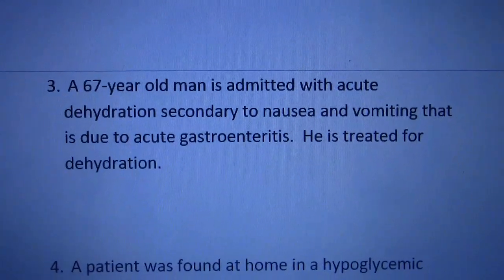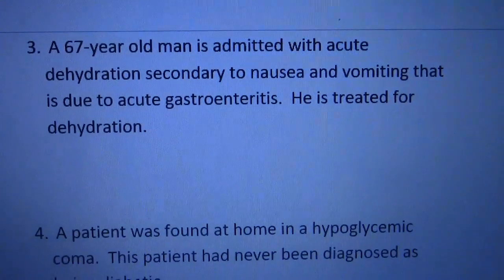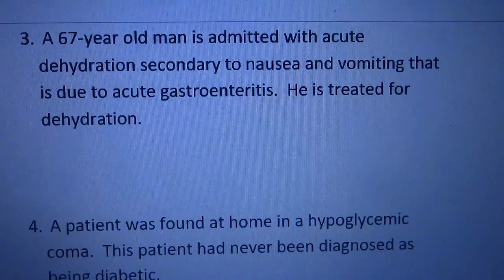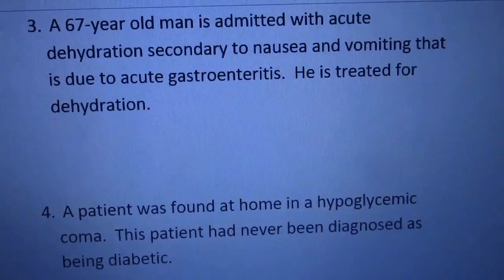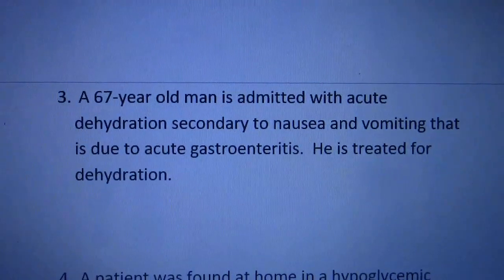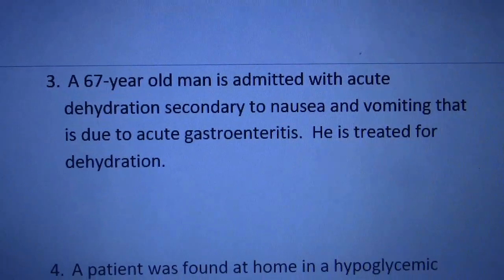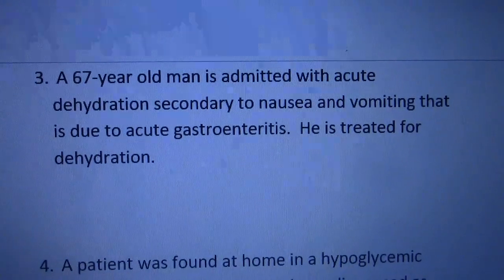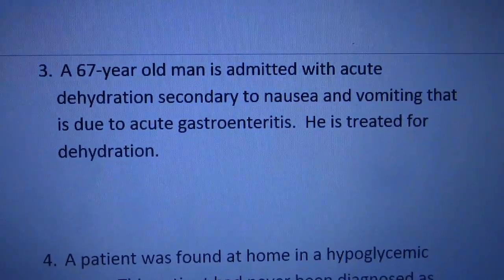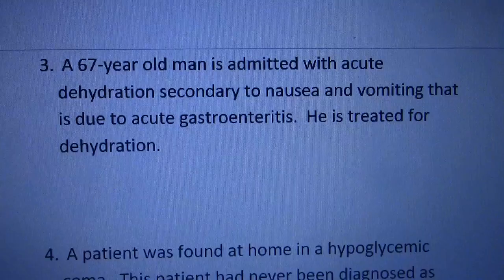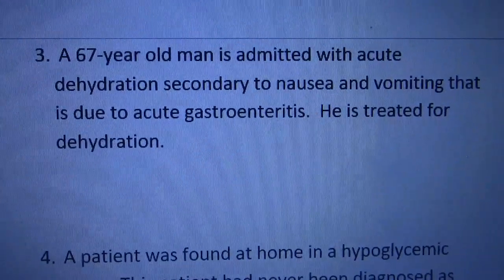a 67-year-old man is admitted with acute dehydration secondary to nausea and vomiting that is due to acute gastroenteritis. He is treated for dehydration. So let's go back and look at this. Let's analyze this. A 67-year-old man is admitted with acute dehydration secondary to nausea and vomiting. So this patient started throwing up. He had nausea and vomiting. He threw up so much that he became dehydrated. But that nausea and vomiting is due to the acute gastroenteritis.